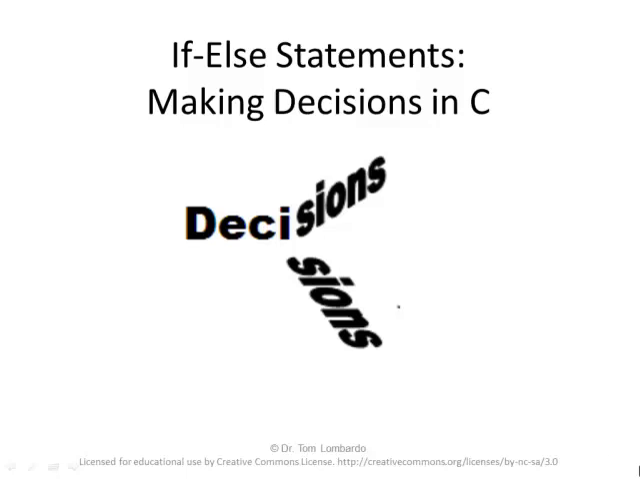Hi, and welcome to our lesson on if-else statements, or making decisions in C. Computers have the ability to make simple true-false decisions. Based on the result of the decision, the program will follow one path or another. We sometimes call these branch statements because they can branch out in more than one direction, or conditional statements because they do one thing or another based on a certain condition.